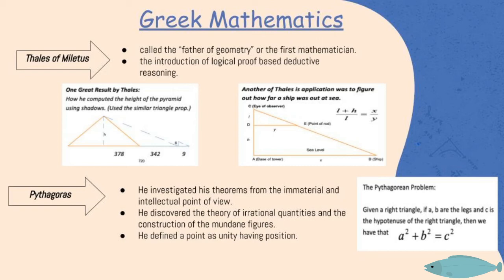Second is Pythagoras' theorem. He investigated his theorem from the mathematical and intellectual point of view and discovered irrational quantities and the construction of figures. He defined a point as unity having position. From the formula a squared plus b squared equals c squared, a and b are the legs, c is the hypotenuse. As we see from the example above, the ship and the sea: the right angle is 90 degrees, and the longest side is the hypotenuse.